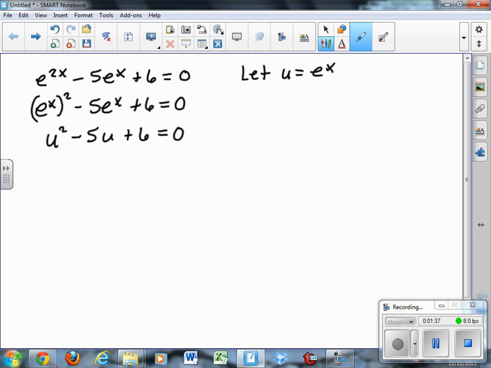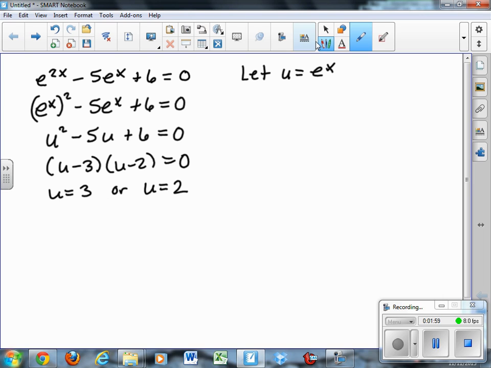So if I factor this, this would be u minus 3 times u minus 2 equals 0. So u is equal to 3 or u is equal to 2. I glossed over the fact that I'm saying u minus 3 equals 0 or u minus 2 equals 0, therefore u equals 3 or u equals 2.